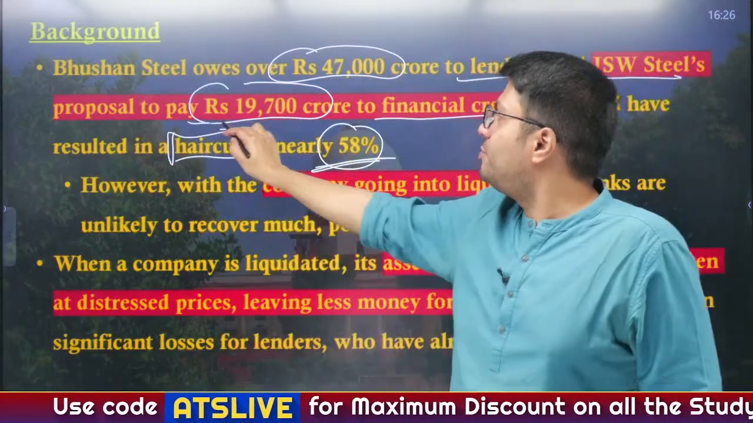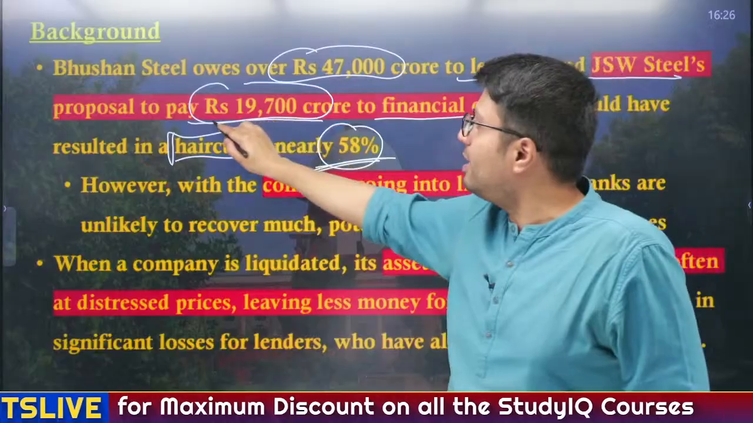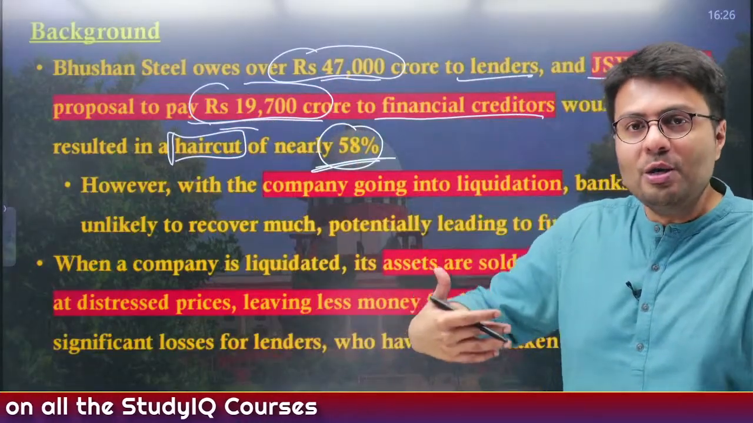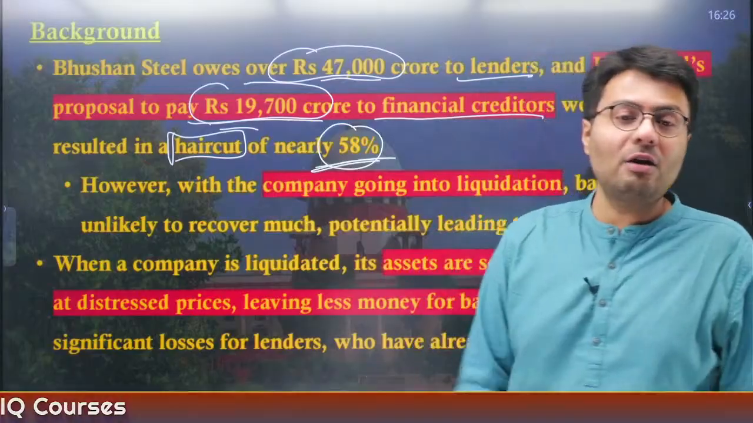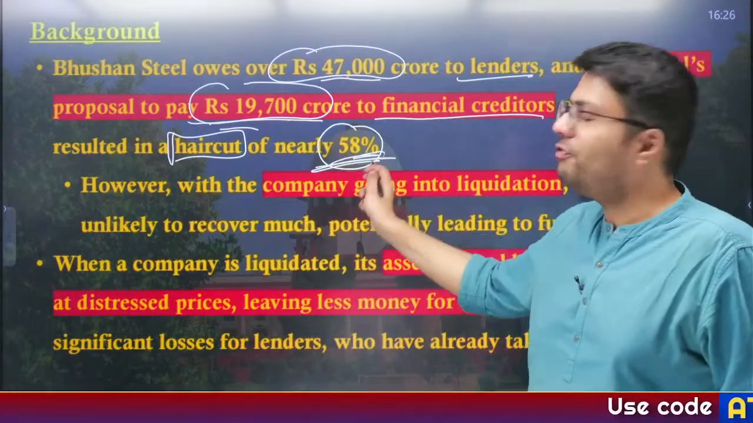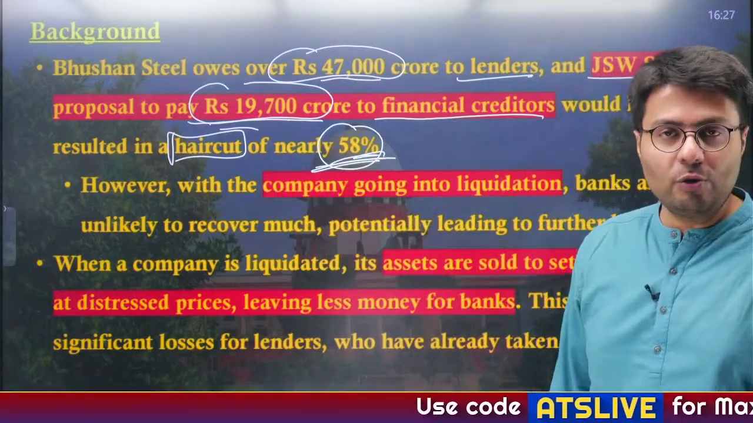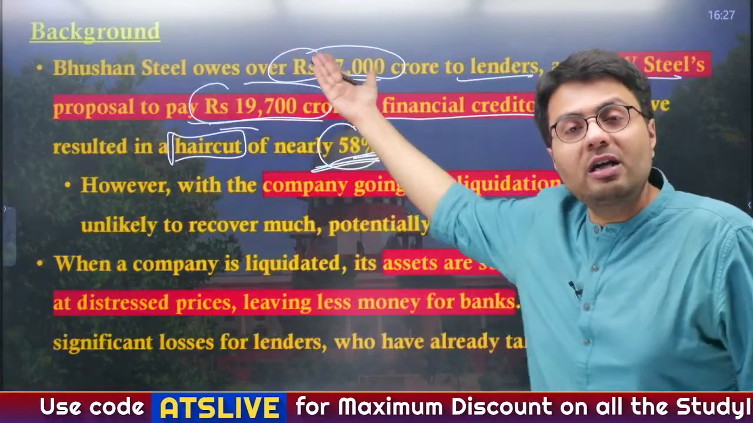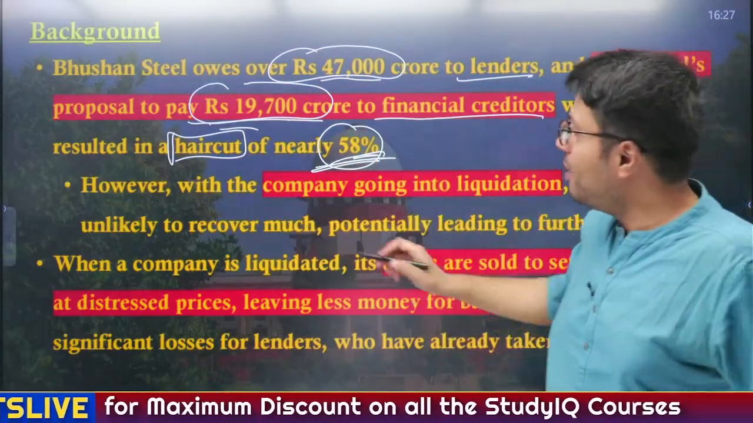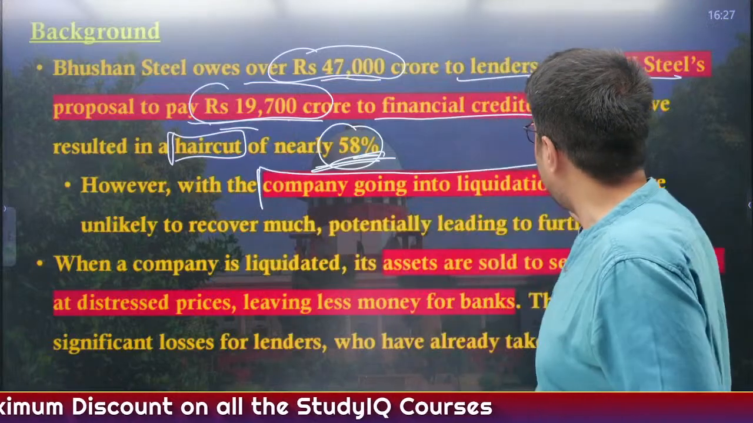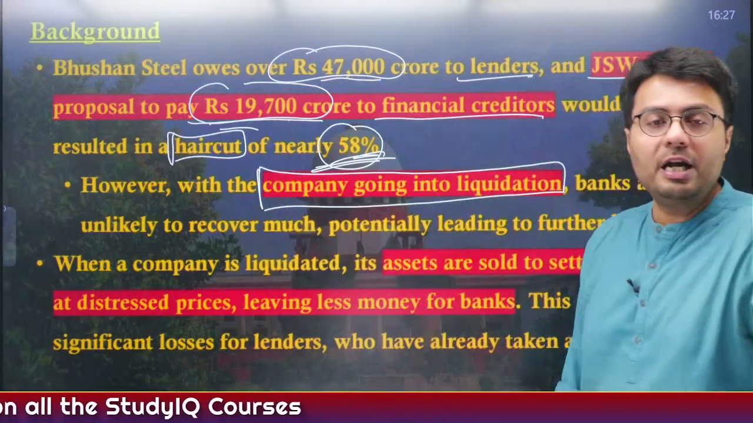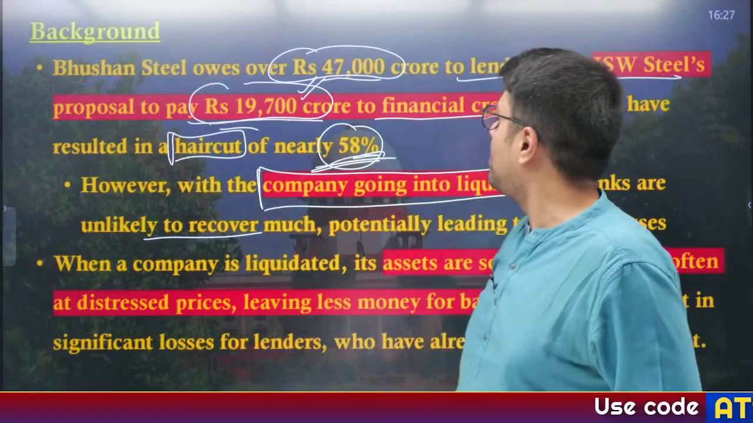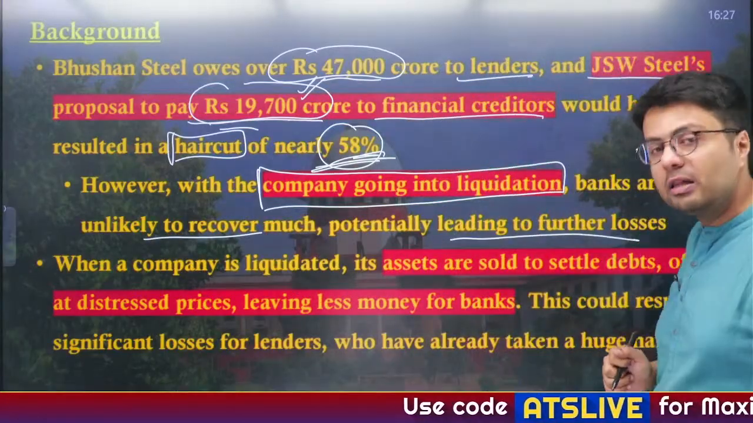So this means the proposal of JSW was that, as against the loan of 47,000 crore rupees, I am showing you some mercy, I will pay you 19,700 crore, which means a loss of 58% of the total funding by the banks. But banks accepted this, otherwise they would not have gotten even this amount. However, now the Supreme Court has announced that instead of resolution, this company will go into liquidation. So banks are unlikely to recover even this much, potentially leading to further losses.